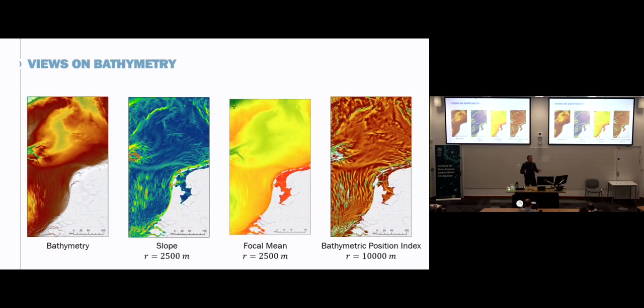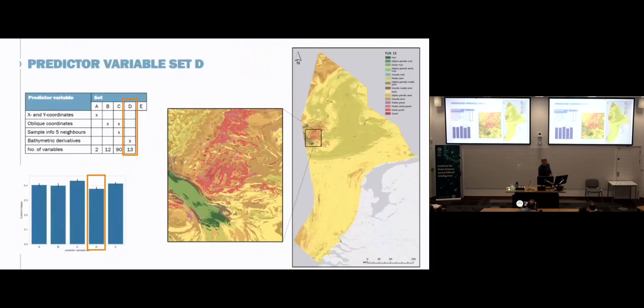Something different to try. We can use different features related to bathymetry itself, but also different derivatives of bathymetry, like slope and focal mean, by including slopes and focal means for different ranges. Information about the surroundings can be conveyed to the random forest. And I quite like this one.